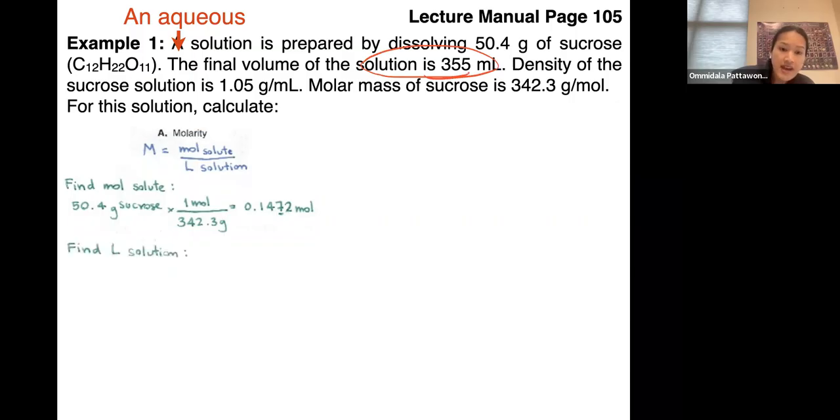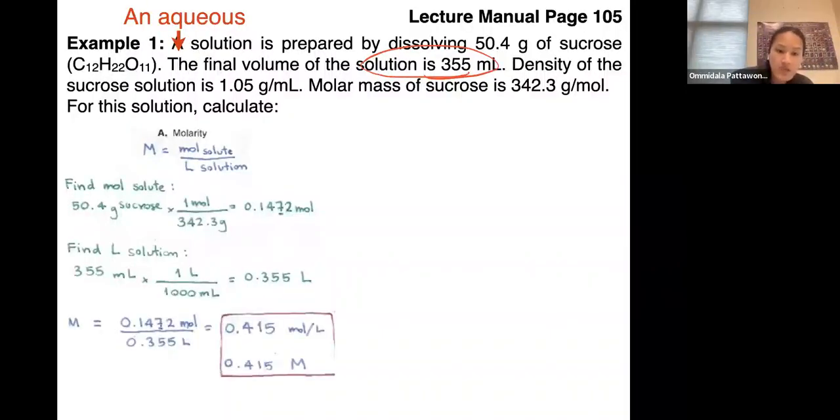So this 355 milliliter is the volume of the solution. So you need to convert that into liter, right? Because molarity is mole per liter. So convert that milliliter to liter by dividing by 1,000, right? So you are going to get 0.355 liter. So to get the unit molarity or molar concentration, you are going to do mole over liter, and you are going to get 0.415 mole per liter as the final answer. So again, you can answer in mole per liter like this, or you can just leave it as uppercase M. So either way is the same.